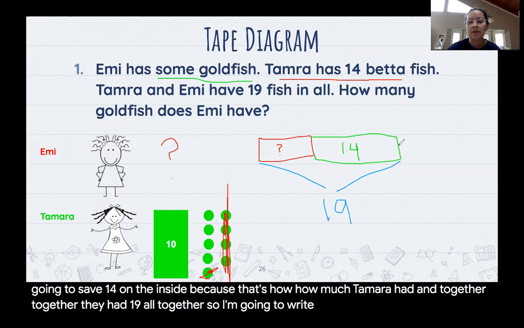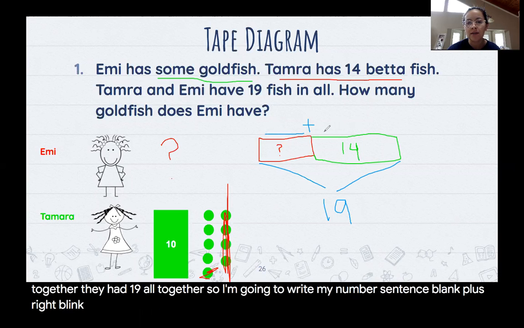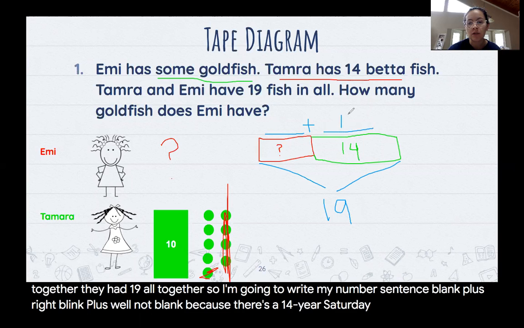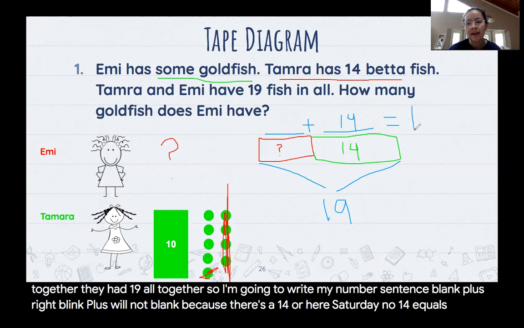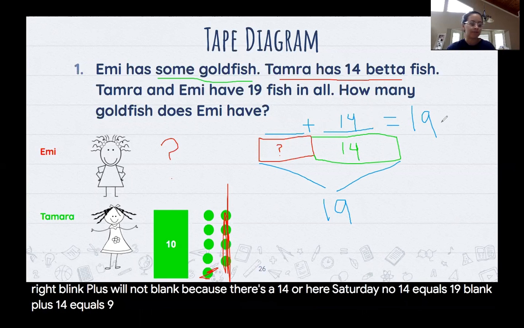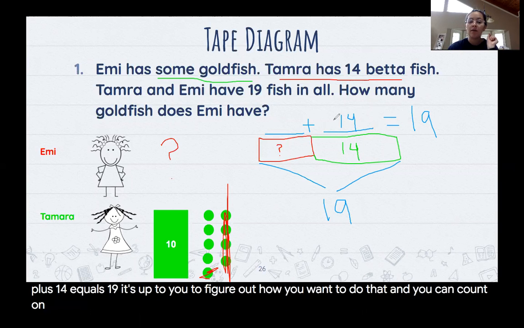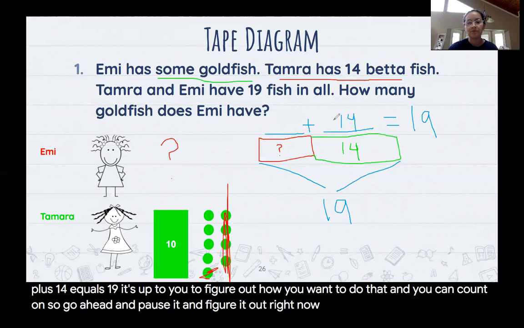So I'm going to write my number sentence. Blank plus, well, not blank because there's a 14 on here, so I already know. 14 equals 19. Blank plus 14 equals 19. It's up to you to figure out how you want to do that, and you can count on. So go ahead and pause it and figure it out right now.